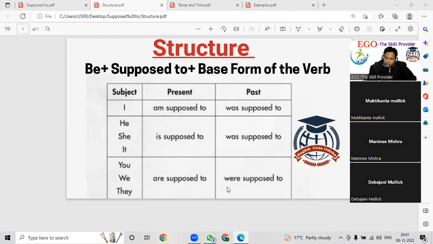So what exactly can you understand? You clearly understood that actually supposed to can take only the be verb. It cannot be used independently. Are you getting my point, everybody?